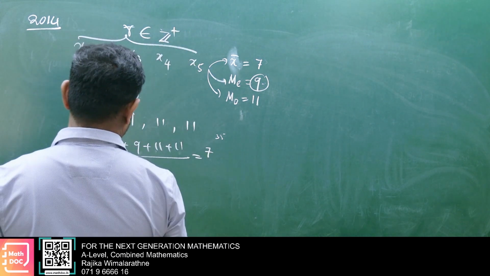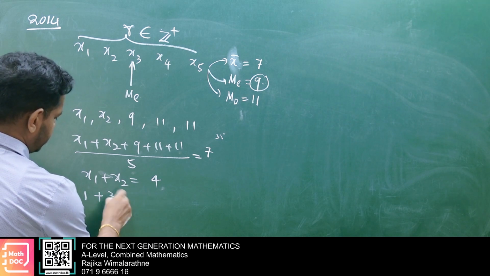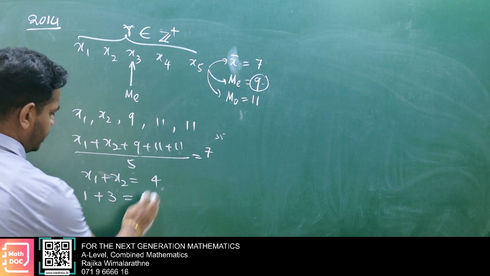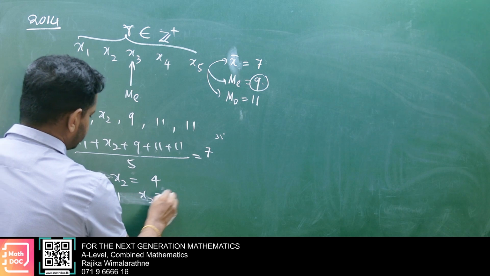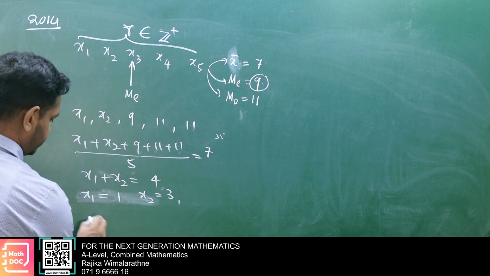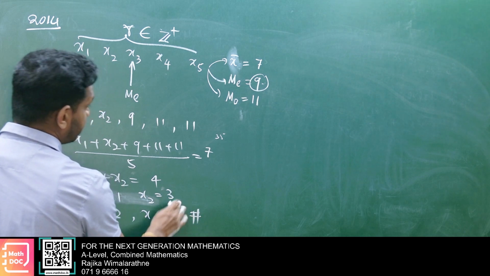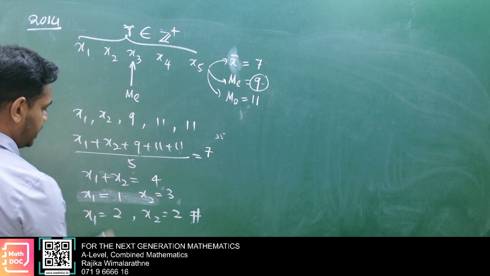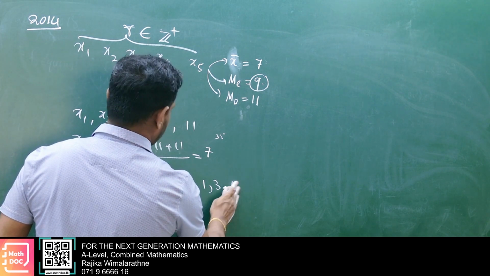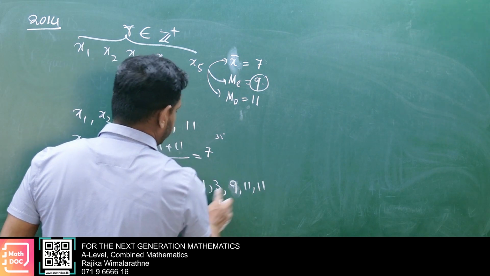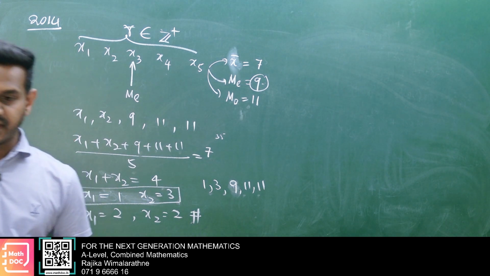Positive integers. Therefore we take 1, 3, sum 4. So x1 is 1, x2 is 3, that is true. Then x1 2, x2 2 is wrong, because there is only one mode, 11. Then the possible values are 1, 3, 9, 11, 11. That is 2014 first part.